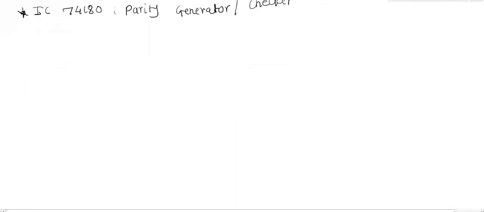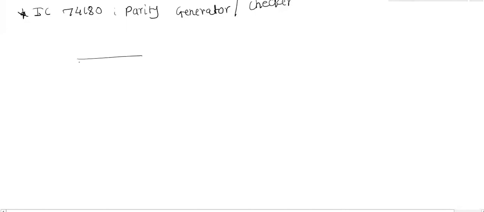Now we have seen the parity generator separately and the parity checker separately. To perform both operations, the IC 74180 is used. Just take down the pin diagram of the IC 74180. This is the pin diagram I am showing here, the IC 74180 with 14 pins.